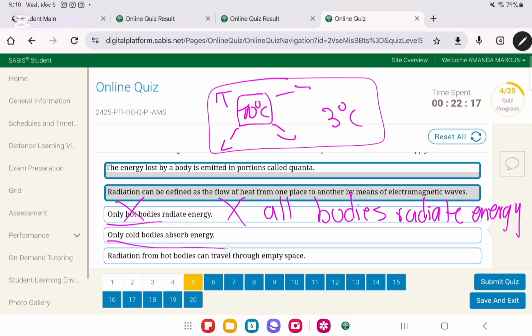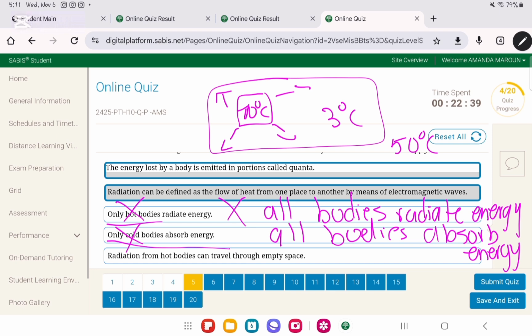Same thing, only cold bodies absorb energy? No, all bodies absorb energy. Okay, so take it like this. For example, 50 degrees Celsius, that's very hot for us. You will think, oh, it will radiate energy. But if you put it in a room that is 150 degrees Celsius, it's definitely gonna absorb the heat from the 150 degrees Celsius. So all bodies radiate energy and all bodies absorb energy. Only some bodies radiate more, some bodies absorb more. And don't forget, the best absorbers are the best radiators.